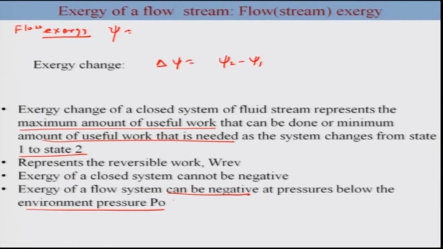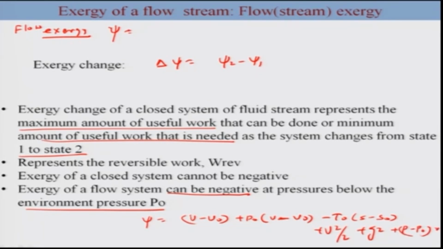So, let us look at the term here. We mentioned this in terms of psi, which was u minus u0 plus p0 (v minus v0) minus t0 (s minus s0) plus V squared by 2. Then you have this term (p minus p0)v. If this turns out to be quite high, or in other words, if p is quite low compared to p0, then this would be a negative term, and hence psi for the flow system can be negative. There is a possibility of it being negative as well.